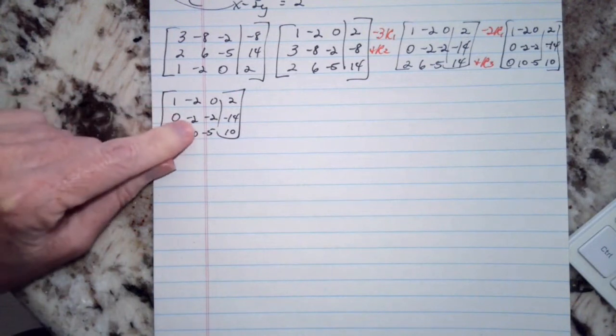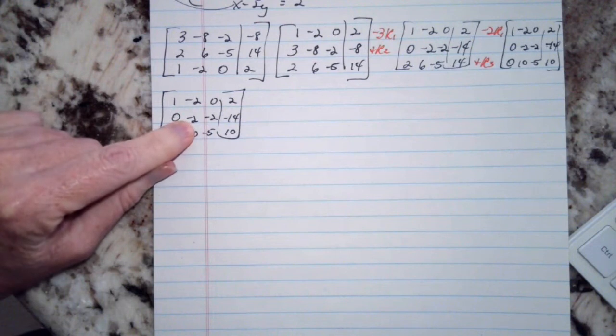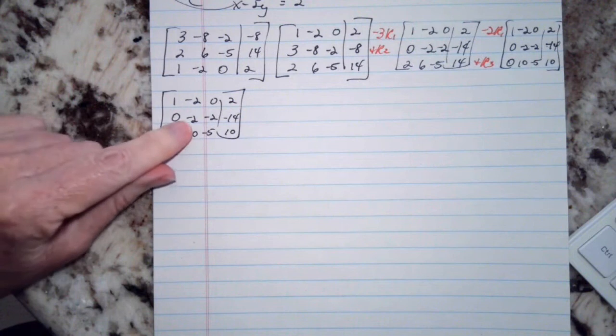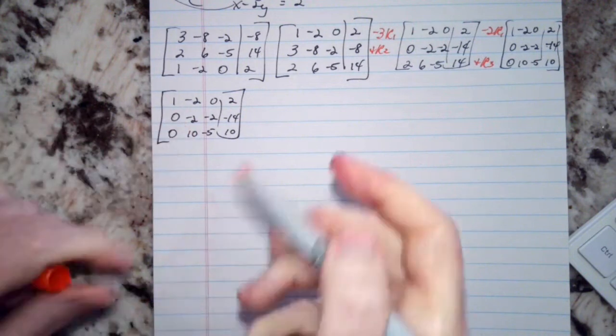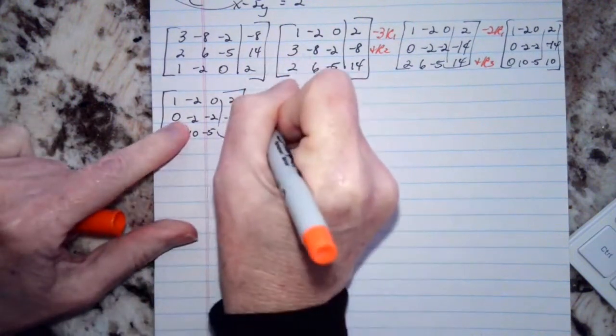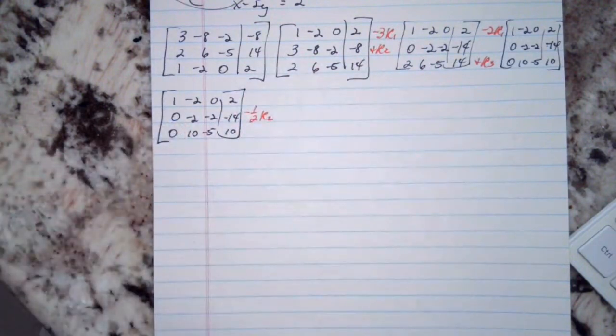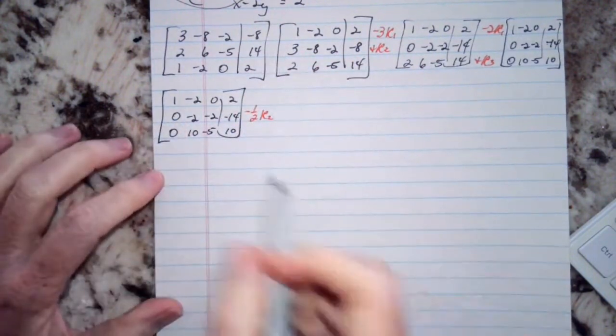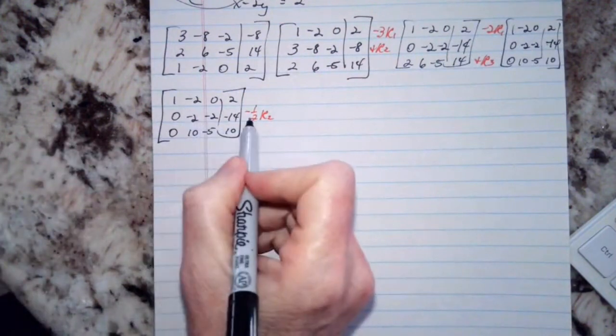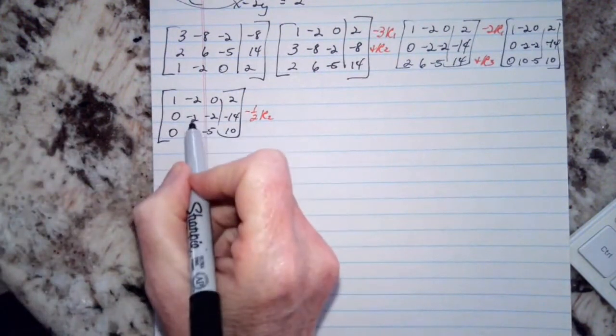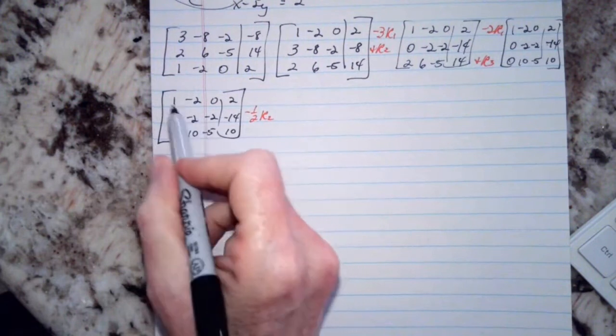Next, we want to work on our diagonal. I want to create a 1 there. Creating a 1 is a one-step process. We multiply times the reciprocal. So the reciprocal of a negative 2 is a negative 1/2. Negative 2 times negative 1/2 will give us a 1 right there, and that's working on that diagonal line.